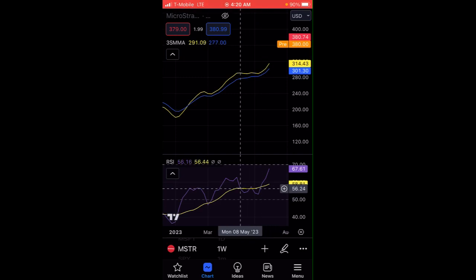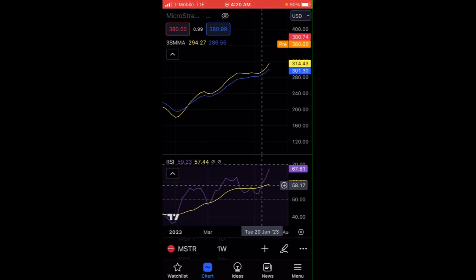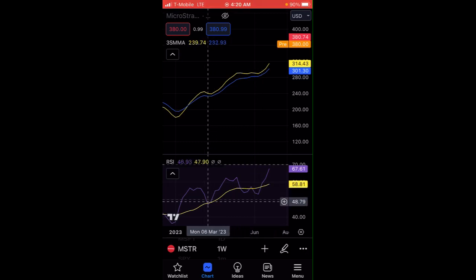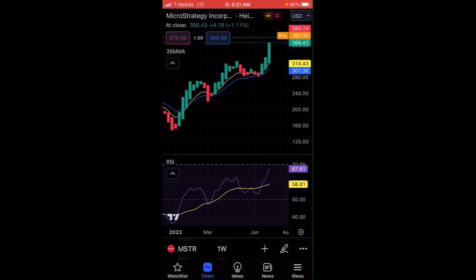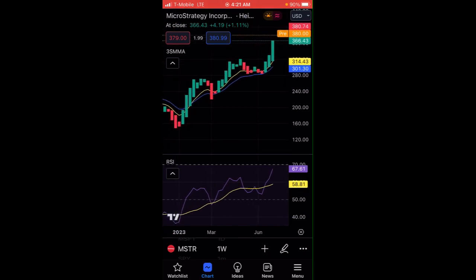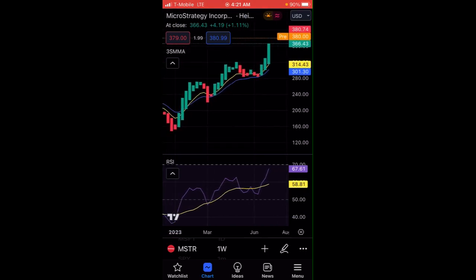This is a quick pullback down. So right here, and keep in mind these are weekly candles, so it takes a while. We see it happening here, we see it happening here, and we see it happening here. So those are all good entry points. So we're going to see what happens if we came in at those points. Look at some other stocks here.